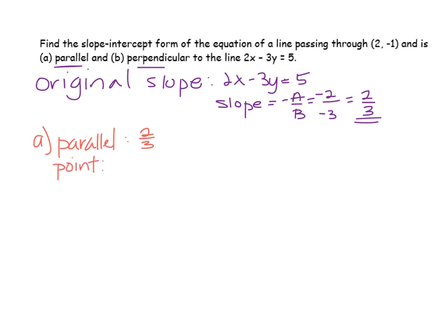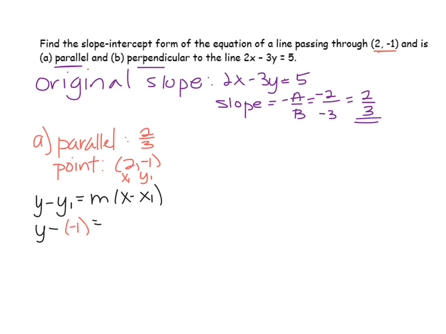So now we need a point, our x1 and our y1. Well, that was given to us up here in the given information. It's 2, negative 1. So that's our x1 and our y1. To write any equation that has a point and a slope, we'll start off with that point-slope formula. Y minus y1 equals m times x minus x1. Plugging in what we know, y1 is negative 1. Our slope is 2/3. X minus x1, which is 2.